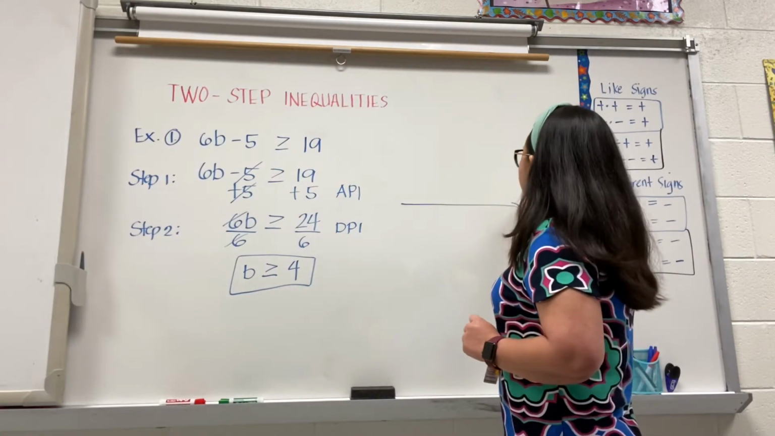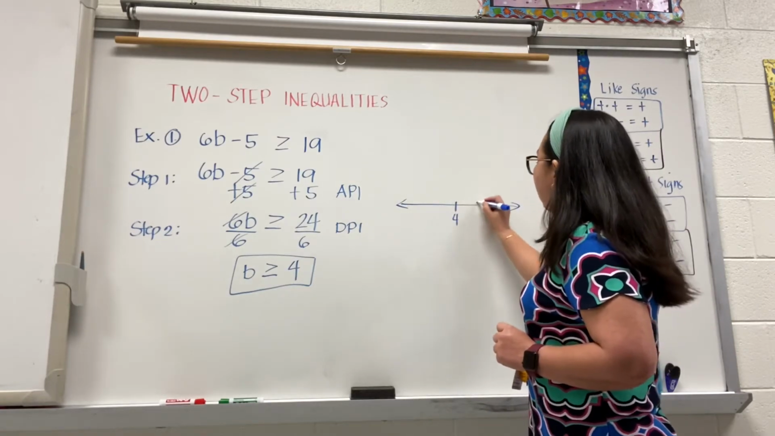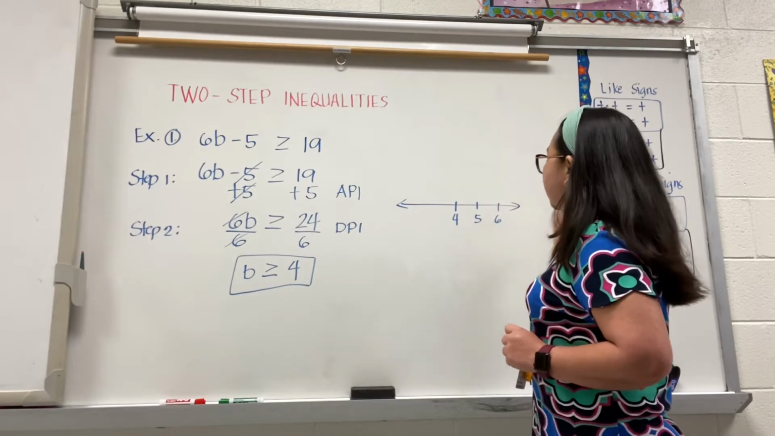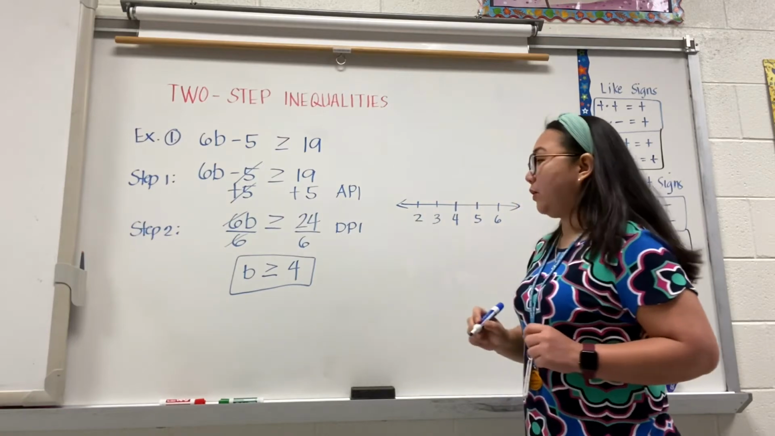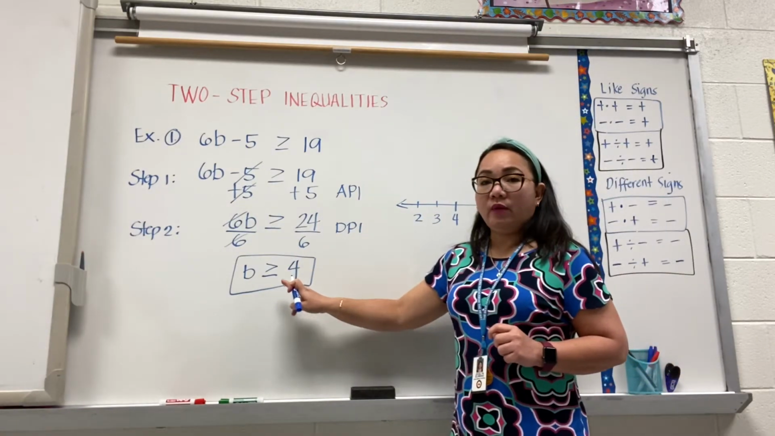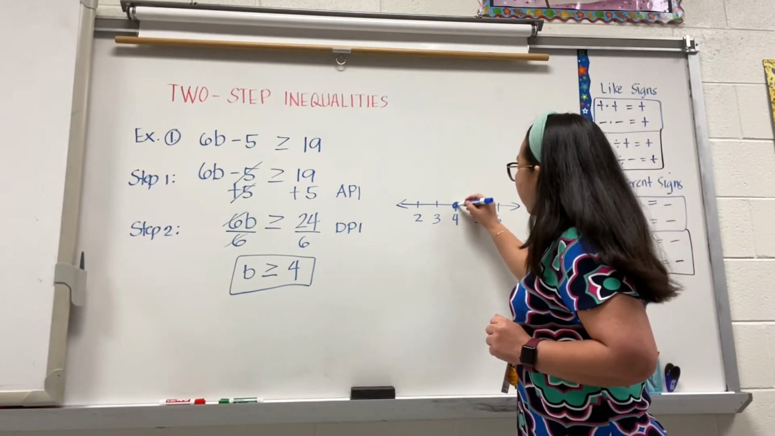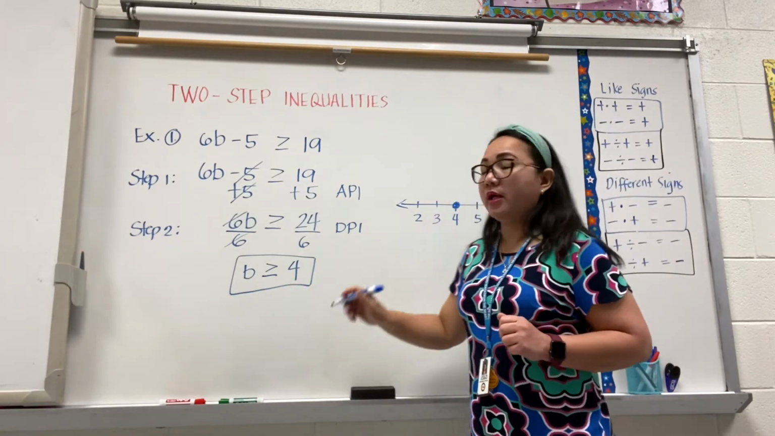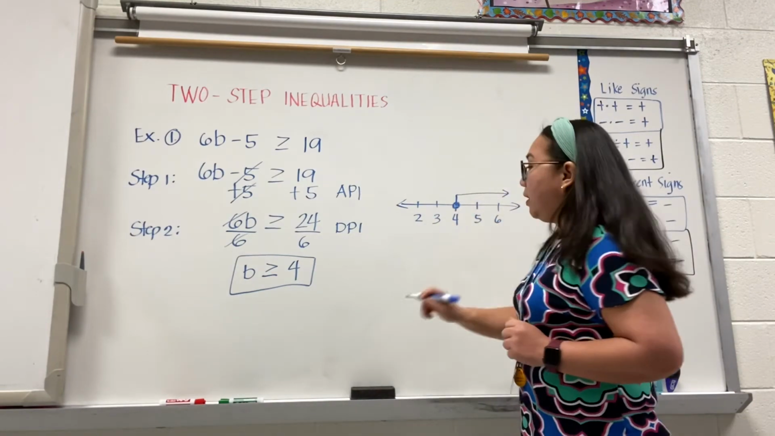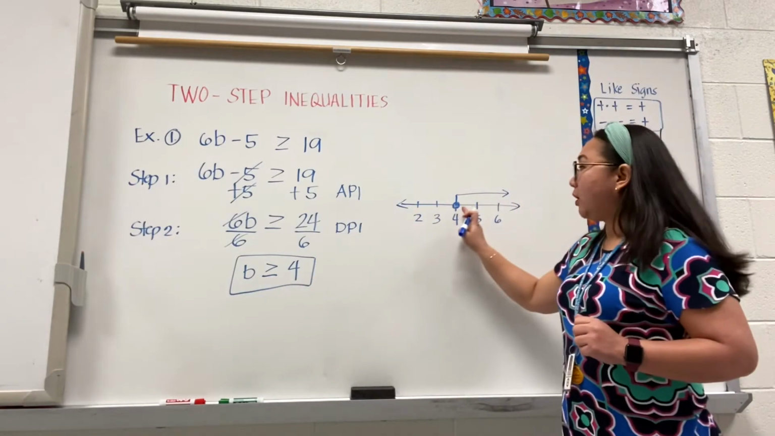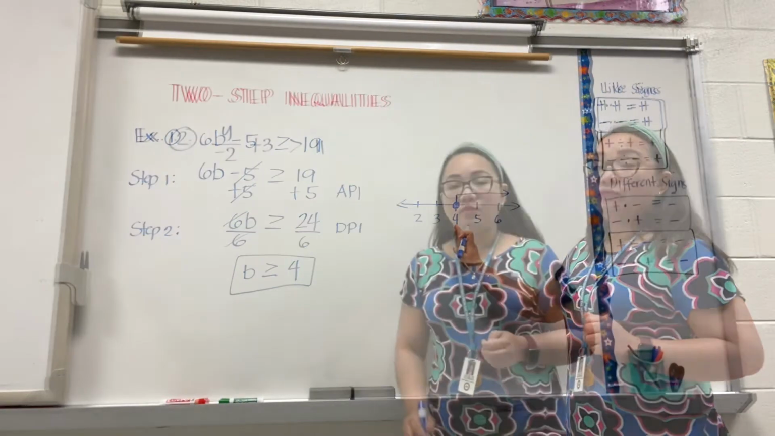Then draw a number line to graph the solution. So we have here 4 in the middle. At the right of 4, we have 5, 6, and so on. At the left, we have 3, 2, and so on. The symbol is greater than or equal to. That means we will draw a closed circle. Since it is greater than, the direction is to the right. Closed circle means 4 is included. So it starts at 4.